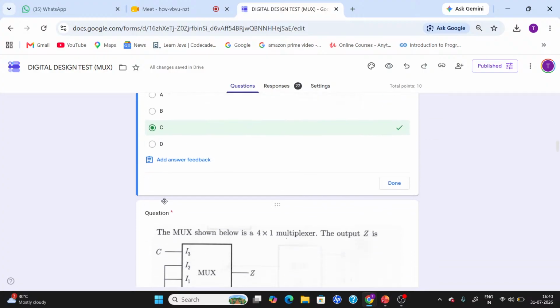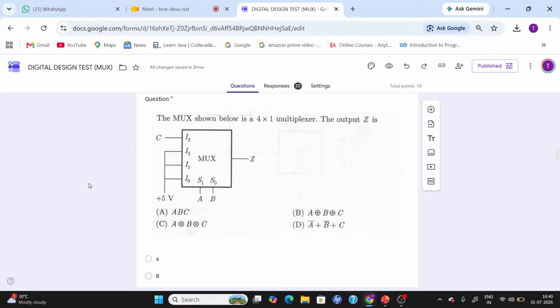So option C. Now, next is a MUX shown below, a 4 cross 1 multiplexer. The output Z is... So here they have given something and they are asking what is the output Z. Here plus 5 volts is nothing but logical 1. That means I2, I1, I0 are connected to logical 1 and I3 is connected to C. So what is the equation which we are going to get over here? My output Y will be equal to AB into I3.